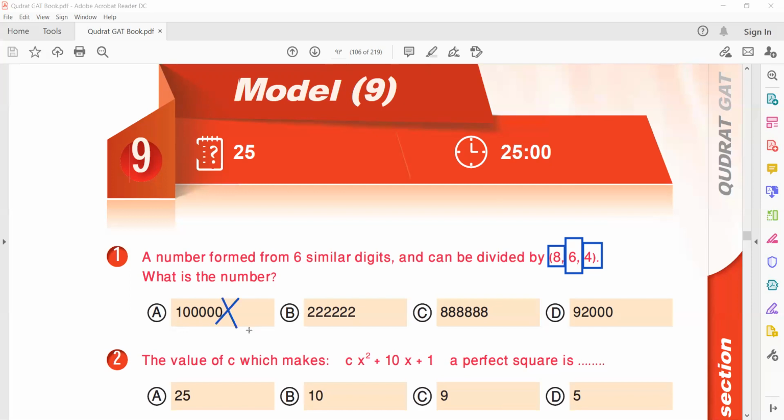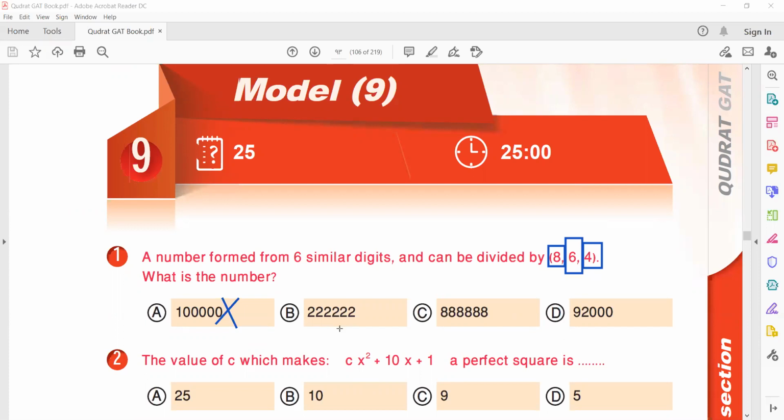How do you know if it is divisible by 3? You add the digits, then you see if the number is divisible by 3 or not. So it is not divisible by 3, so not divisible by 6.